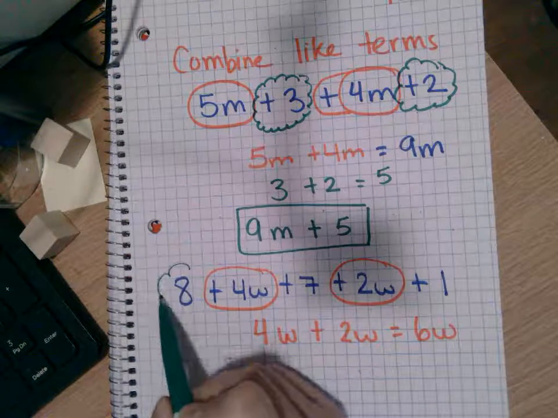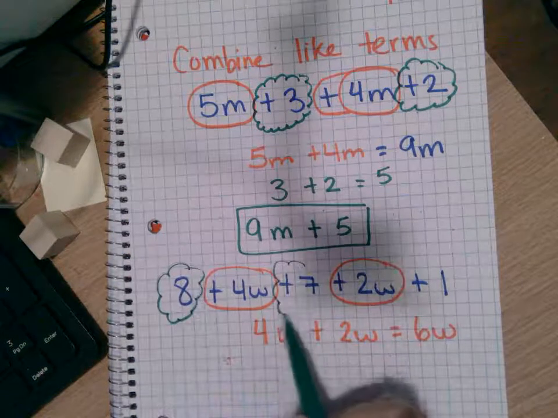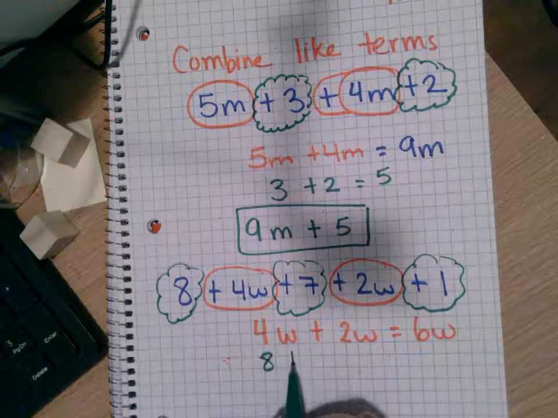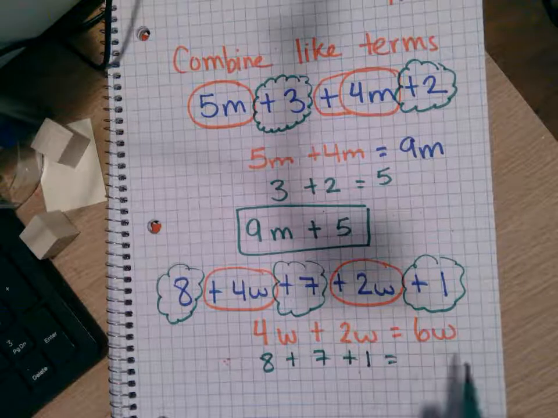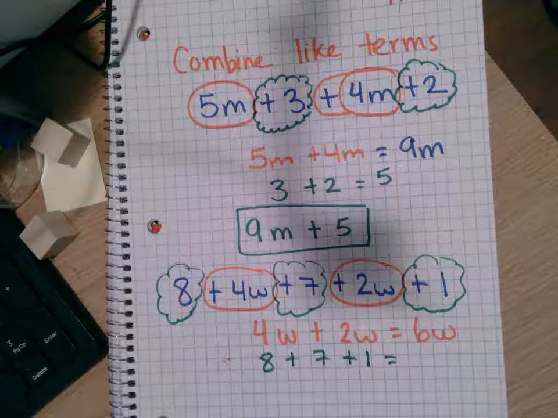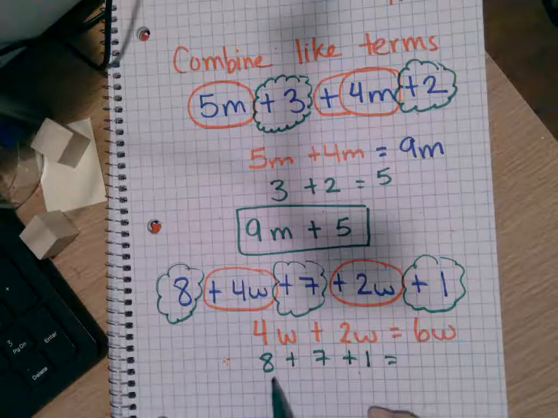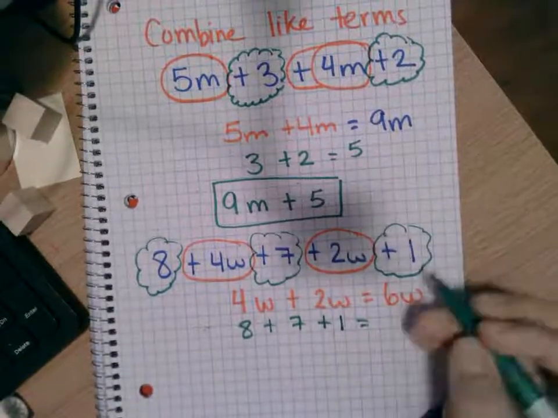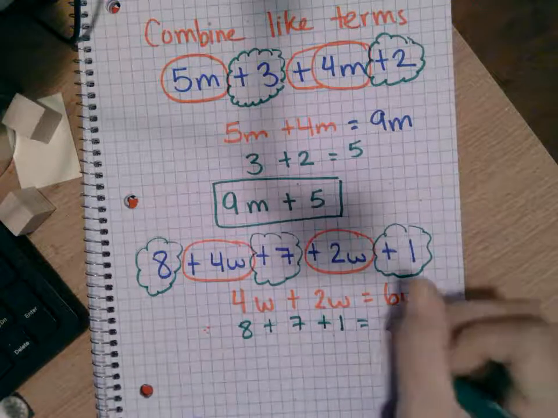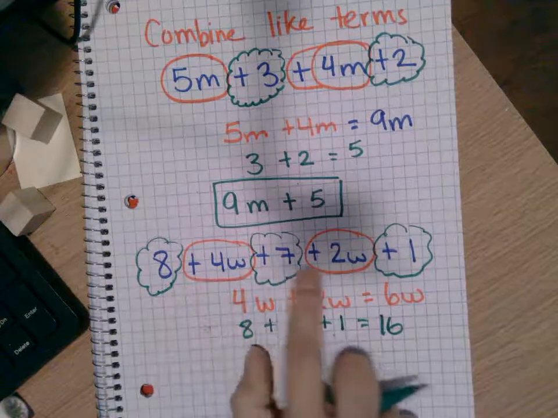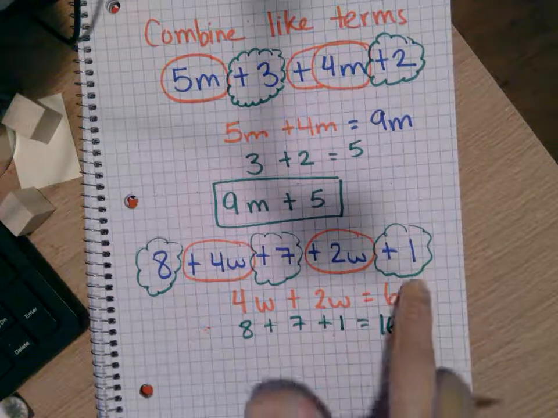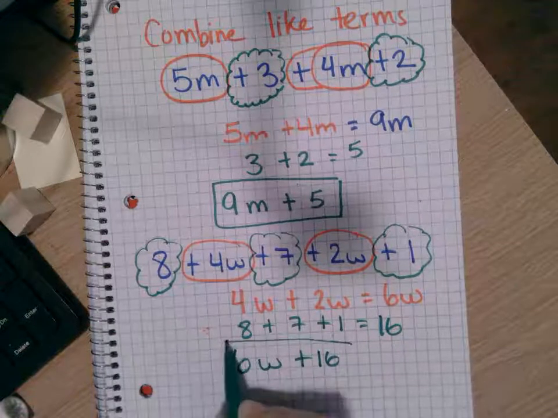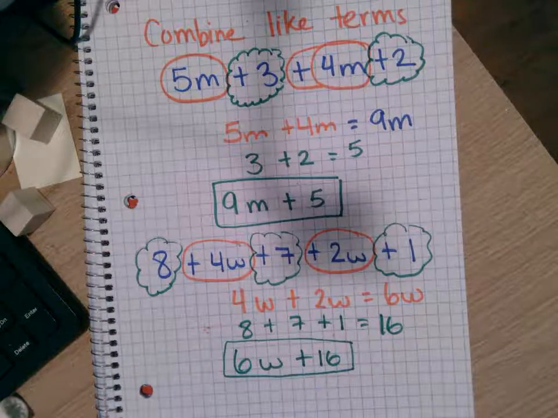Now I'm going to bubble in the numbers that don't have any variables to it. So I have 8 plus 7 plus 1. Those are all the numbers that don't have any variables. They're like money. They're just single numbers. 8 plus 7 plus 1 is equal to 16. So I check my problem. I see everything's circled. That means everything's been taken care of. So this is my final answer, 6w plus 16. That's how much I can simplify this to.